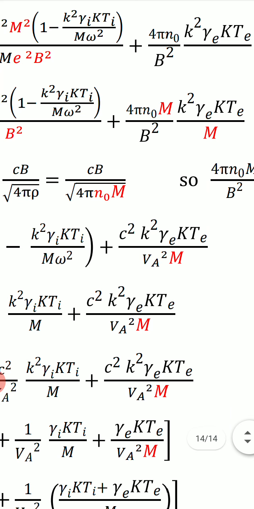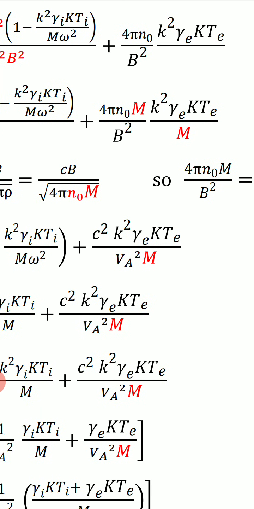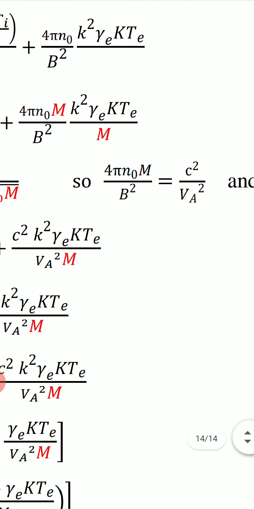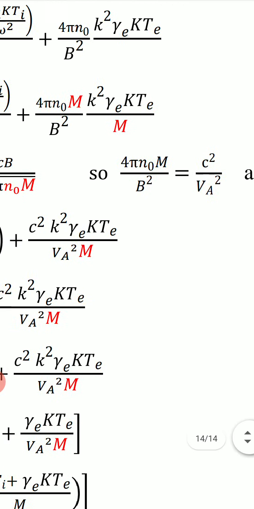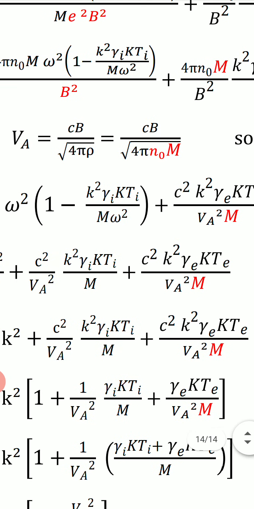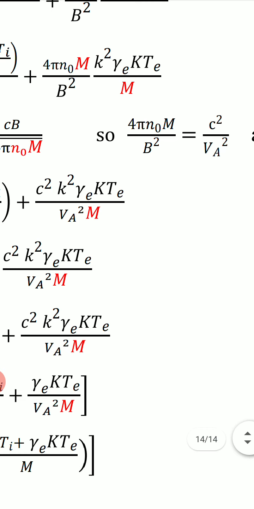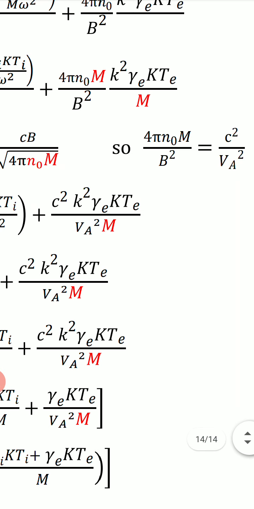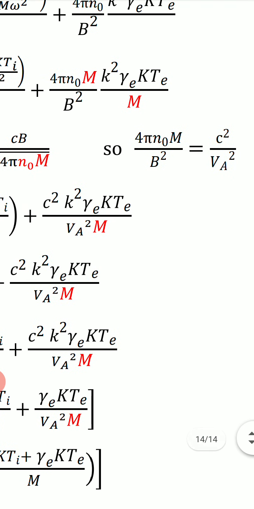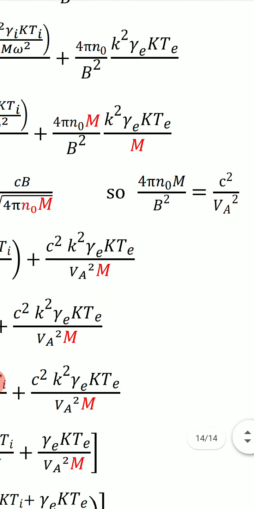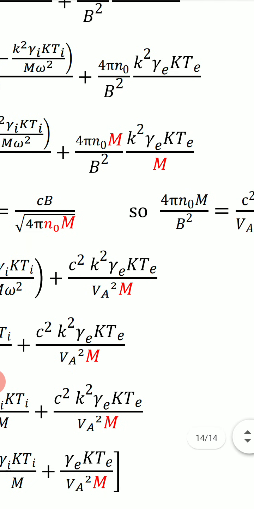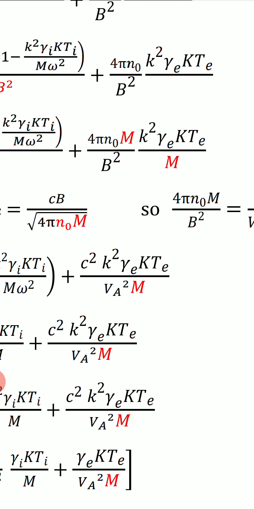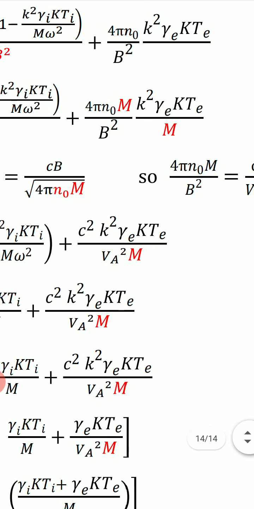Since alfven velocity VA is CB upon under root 4 pi N0M, so 4 pi N0 M upon B square is equal to C square upon VA square. We write from this expression the value of C square upon VA square as 4 pi N0 M upon B square. That's why we multiply and divide by capital M in this second term in the previous equation, so that 4 pi N0 M upon B square now becomes C square upon VA square.